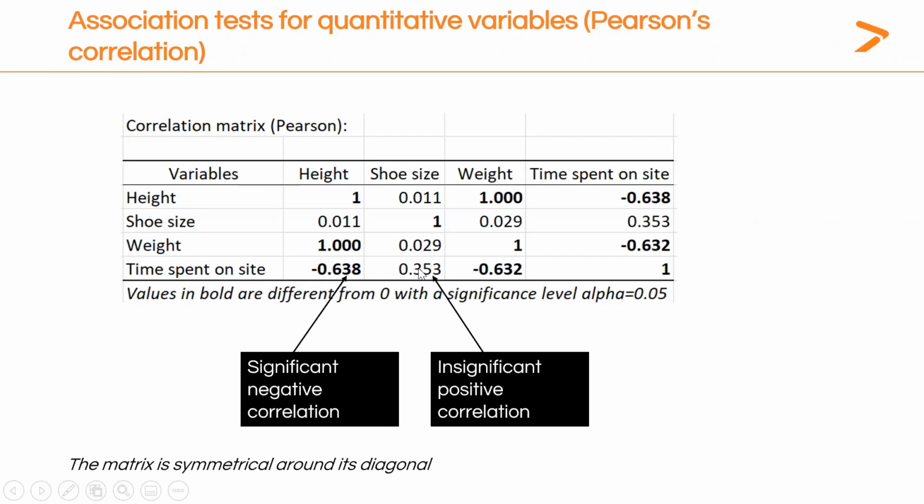Then this one is positive, but is insignificant. It's not displayed in bold. So although we have a positive correlation coefficient, this positive relationship is not significant. So we did not reject the null hypothesis for shoe size versus time spent on site. So this is how we interpret the correlation matrix. And you can notice that the matrix is symmetrical according to the diagonal. So you get the same numbers here and here.